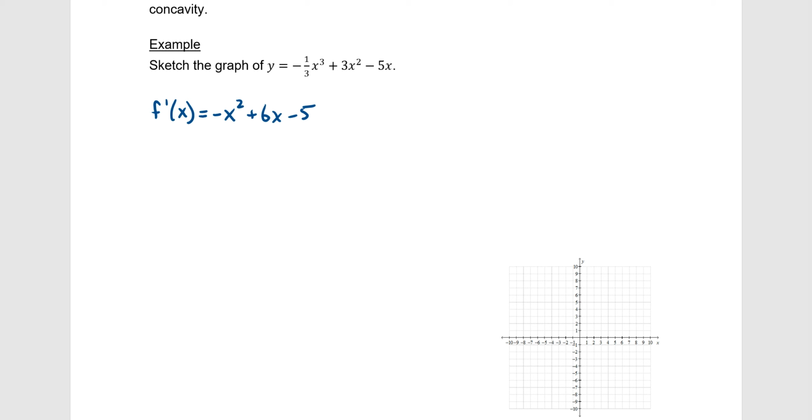And the second derivative is negative 2x plus 6. Okay, so we got those out of the way. And let's see if we can find any relative max or min. And that's going to be finding the critical points. So finding critical points, that's going to be taking the derivative, setting it equal to 0.